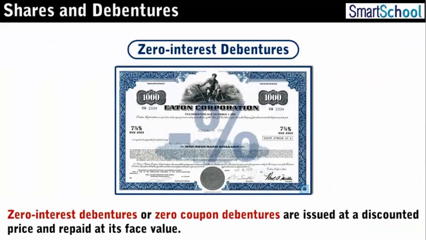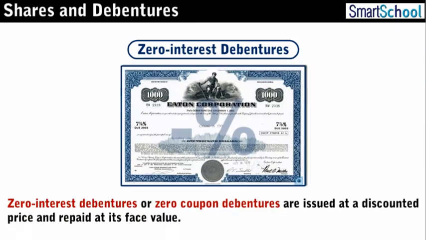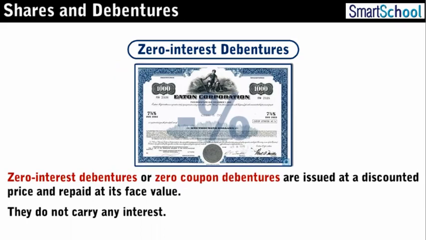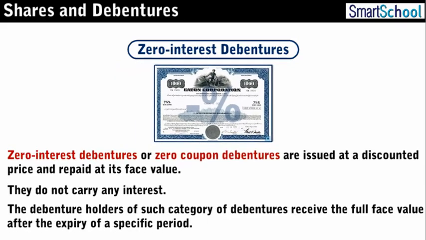Zero-interest debentures or zero-coupon debentures are issued at a discounted price and repaid at its face value. They do not carry any interest. The debenture holders of such category of debentures receive the full face value after the expiry of a specific period. The difference between the purchase price and the redeemed value is the income of the debenture holder.